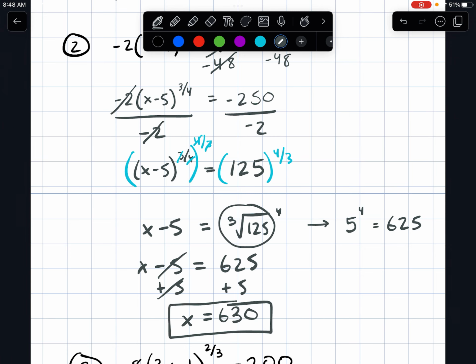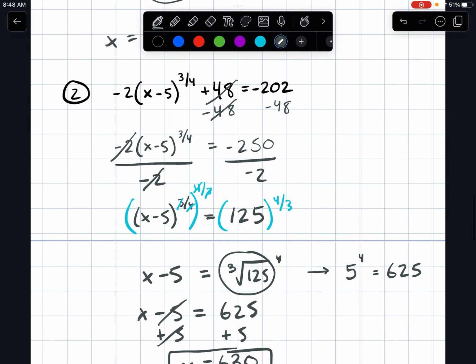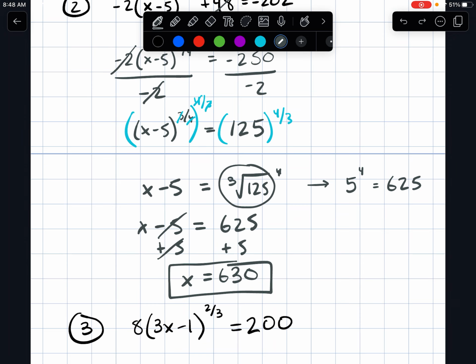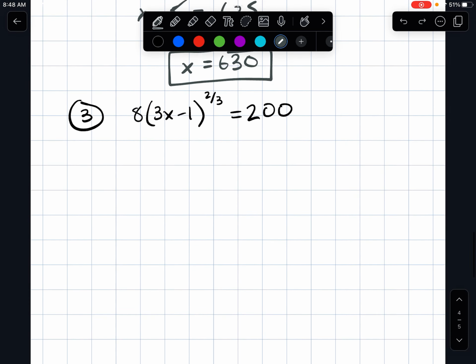Okay, make sure you check your answer, plug it back in, and see if it actually makes a true statement. I did this earlier and I double checked, and it does work out. So x equals 630 is a correct answer.